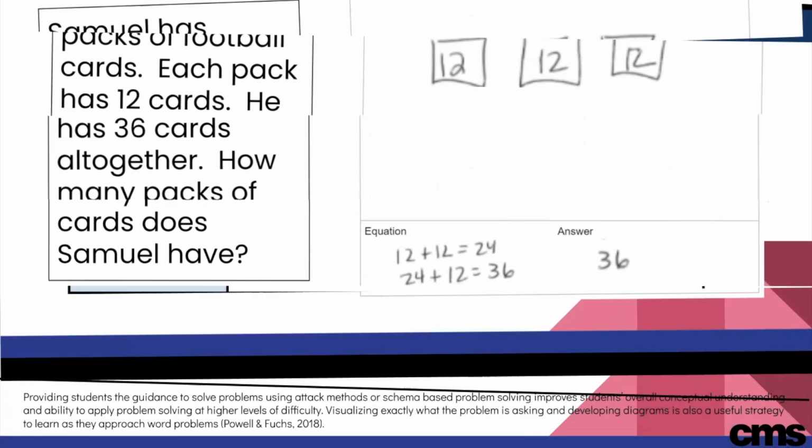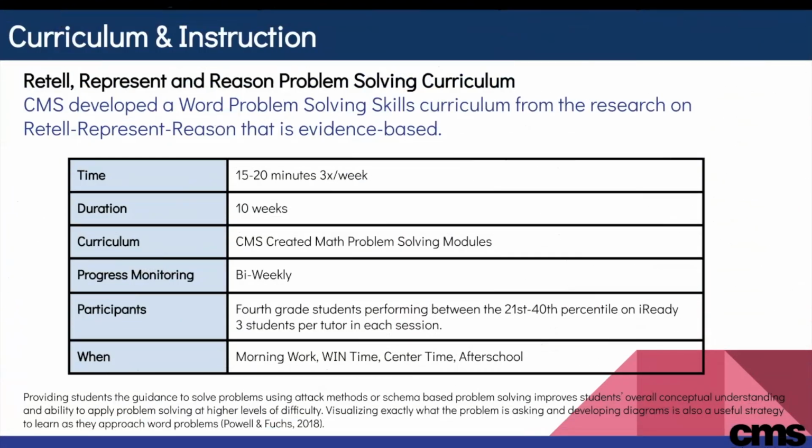We are going to spend a little time getting familiar with the resources that we will be using for the high dosage tutoring program. The curriculum is called Retell, Represent, and Reason Problem Solving Curriculum. And as you have seen, it is evidence-based according to the recent research study conducted by UNC Charlotte. This curriculum should be implemented 15 to 20 minutes for 3 times each week for 10 weeks.